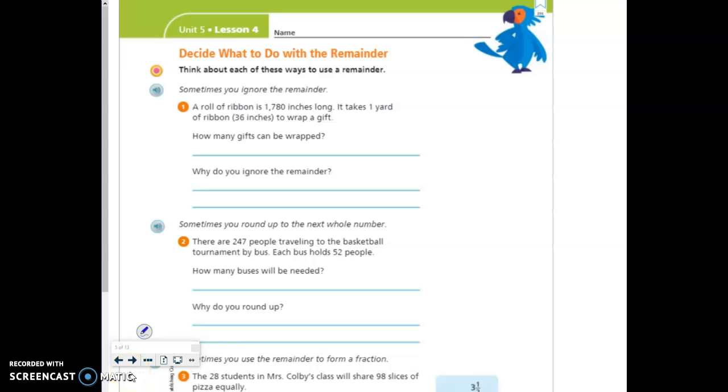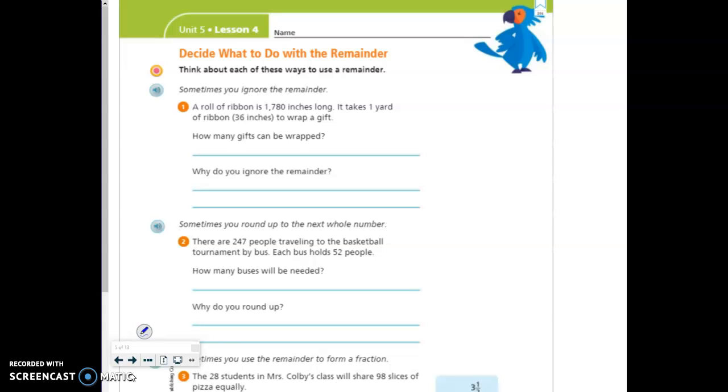This is Mr. Mace, and I'm here today to go over Unit 5, Lesson 4 with you. It should be on page 217 in your Math Expressions books. Our learning target for today is still division-based, which is what we've been doing for the last couple of lessons, but we're here today to focus specifically on the remainder, specifically on the number that is left over.